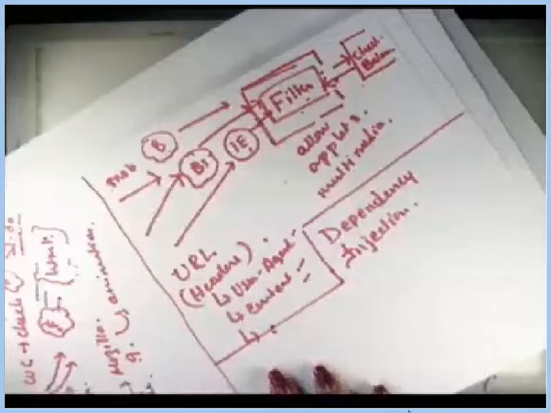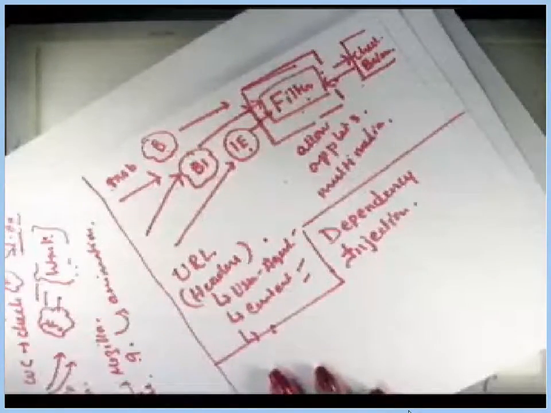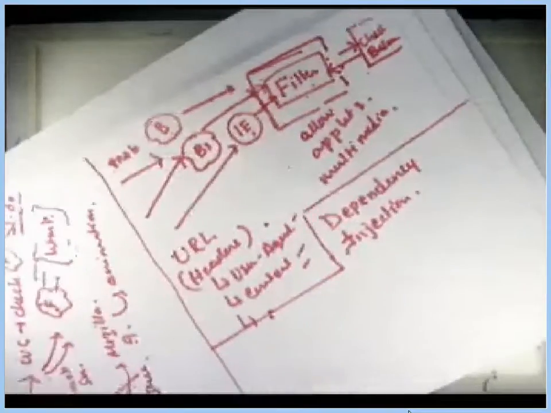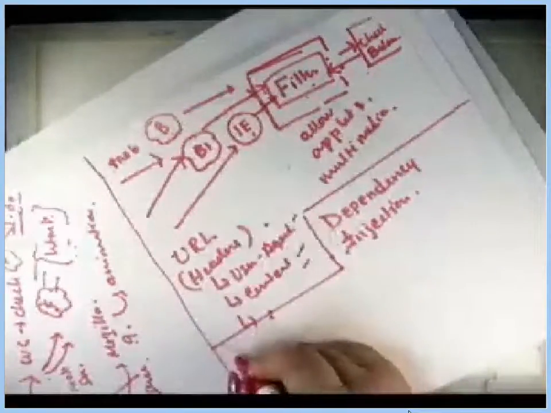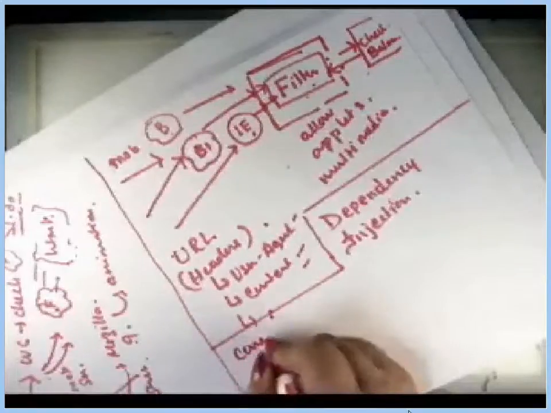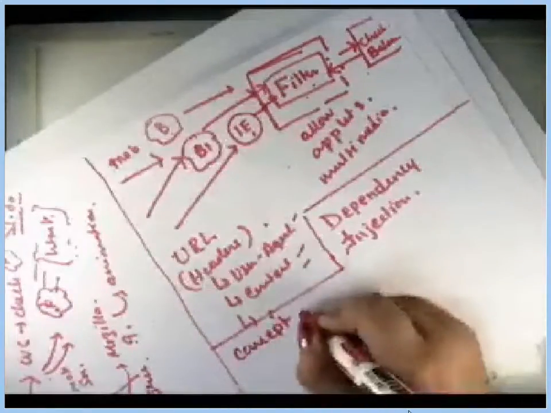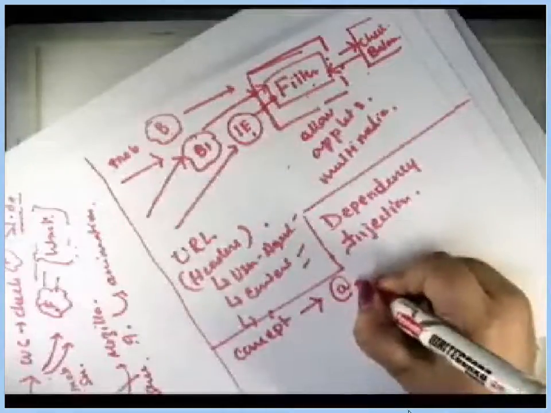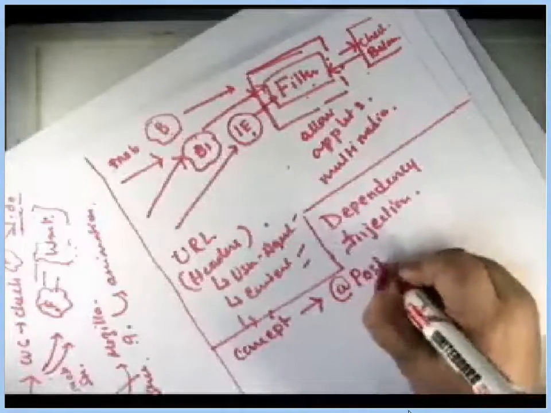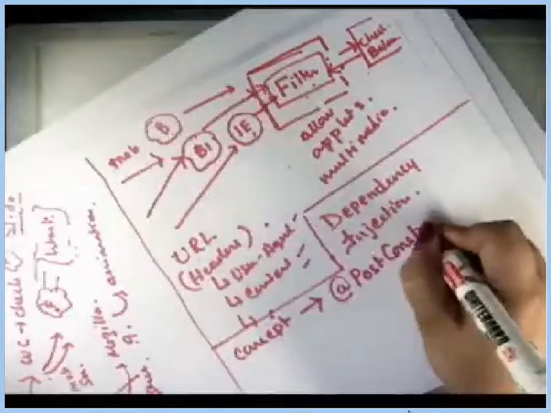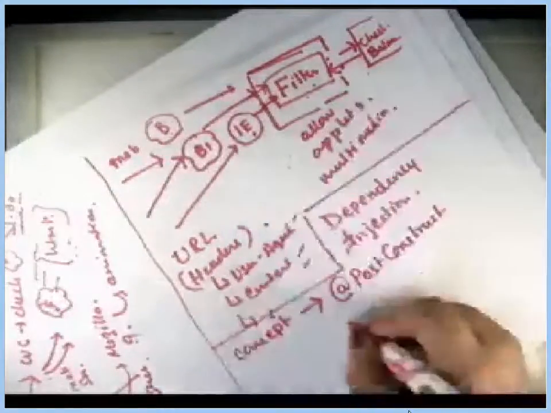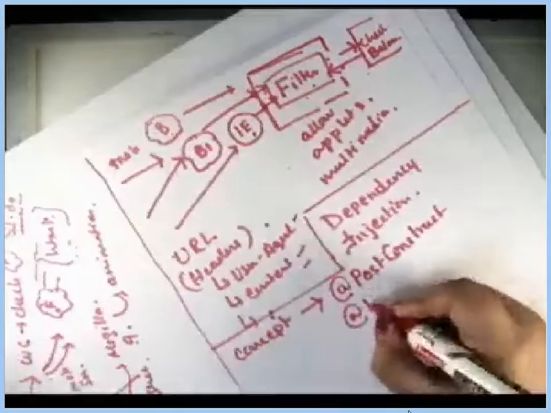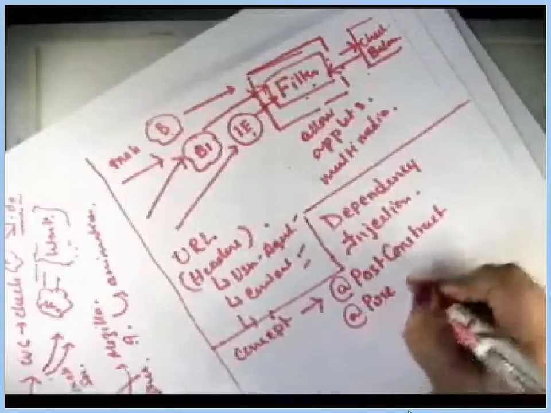Okay. Now firstly we will see something called dependency injection, which is a concept, you can say. Based on this concept, Java has given us two annotation types. One is called PostConstruct, another is called PreDestroy.